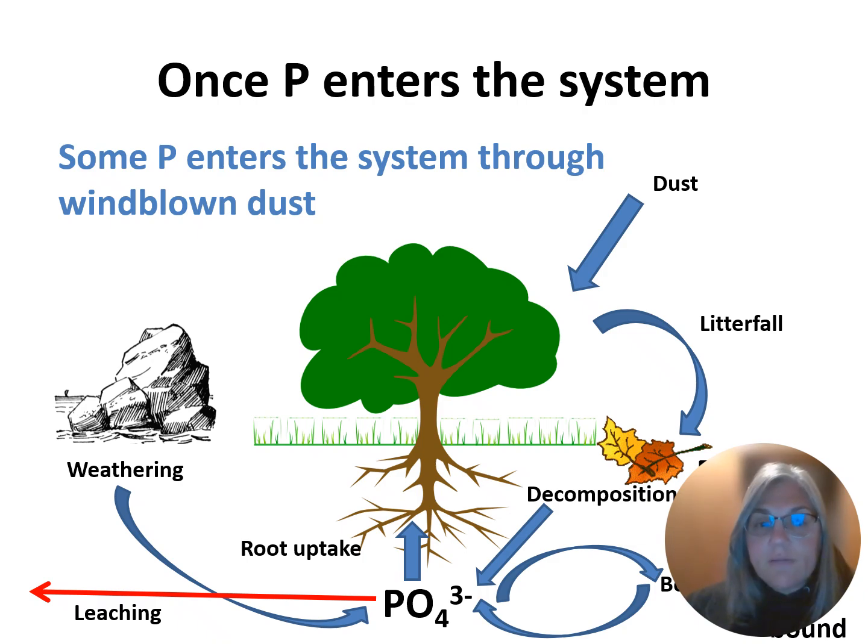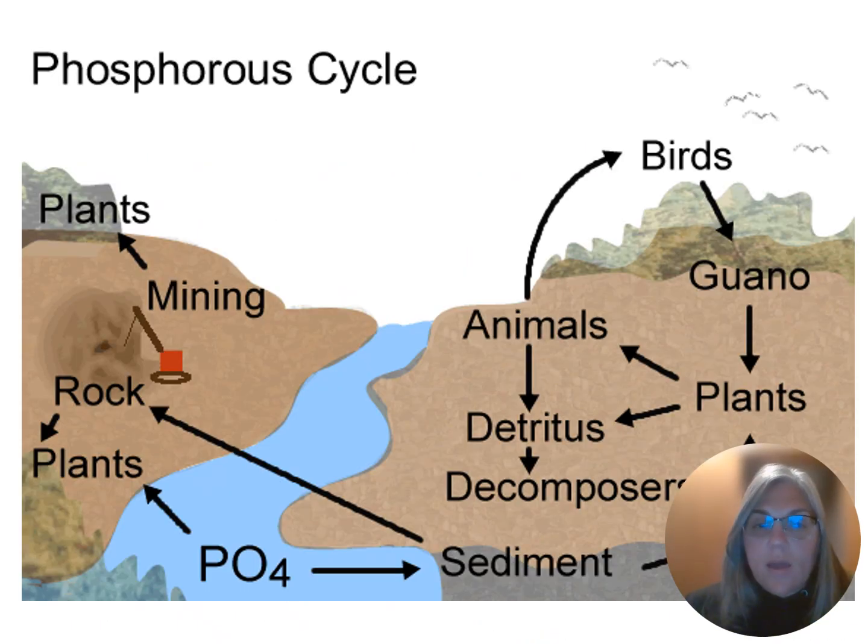We can get some phosphorus entering the system through windblown dust. There are studies that show that dust from as far as the Sahara Desert can blow across the ocean and deposit into Central America and sometimes the southern part of the United States, and can add new phosphorus inputs to a system. Now, phosphorus can also be extracted through mining. So the phosphate that we use in fertilizer often comes from mining of rock.